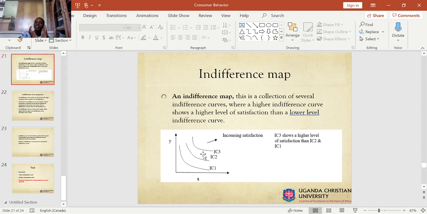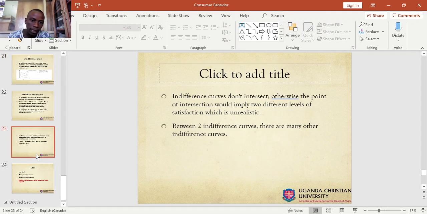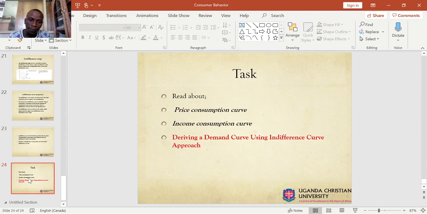So in between two indifference curves, there are several other indifference curves. Actually, meaning there could be combinations in between those. Alright, so read about the price consumption curve, income consumption curve, and deriving a demand curve.